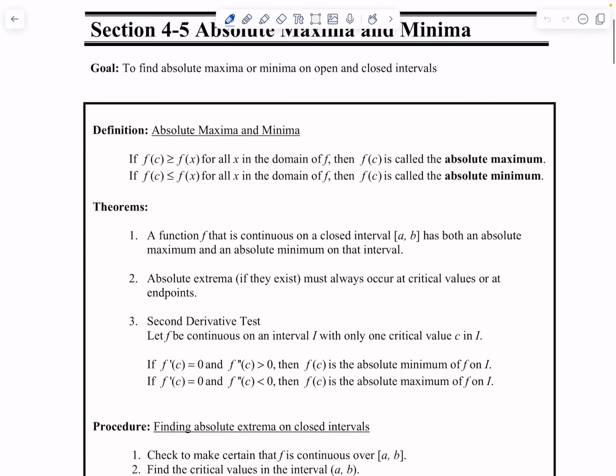The definition of an absolute max or min is that if our function at a value c is greater than or equal to our function for all of the x in our domain, then that point is called the absolute maximum. So it's the highest point on the whole graph. All the other points fall below it. If it's the opposite case and it's less than all the other parts of our function, then we call it the absolute minimum. Before we were looking at local max and local min, now we're looking at absolute. So over the whole function, is it the highest or lowest point?